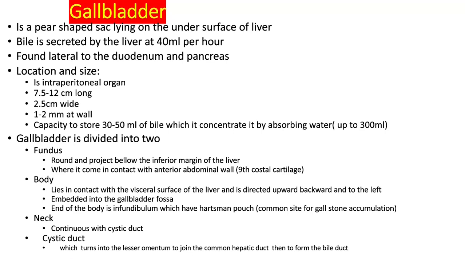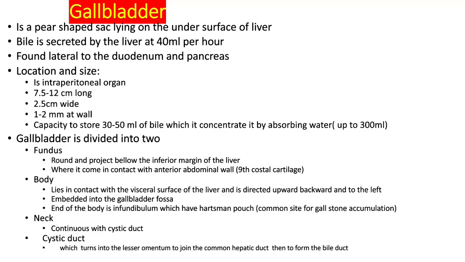So gallbladder is divided into the following: the fundus, body, and the neck. Fundus is round in shape and projects below the inferior margin of the liver, where it comes in contact with the anterior abdominal wall at the ninth costal cartilage. Then it starts the body, which lies in contact with the visceral surface of the liver and is directed upward and backward to the left, and it is embedded in the gallbladder fossa in the liver. At the end of the body is the infundibulum, which has Hartmann's pouch, a common site for gallstone accumulation, and then the neck, which is continuous with the cystic duct.